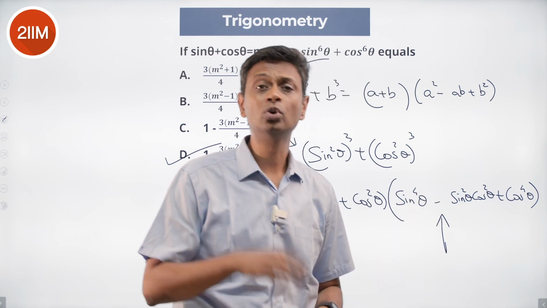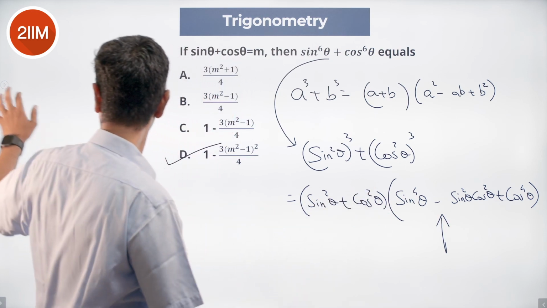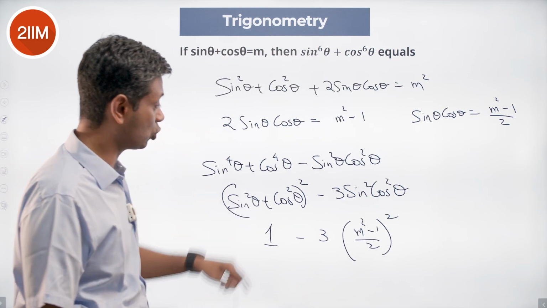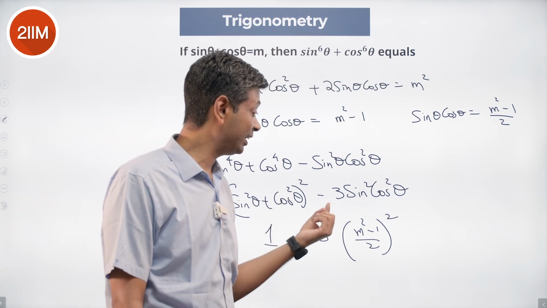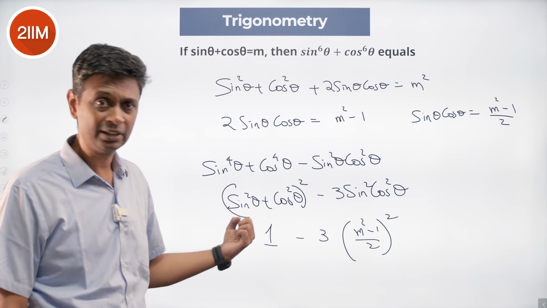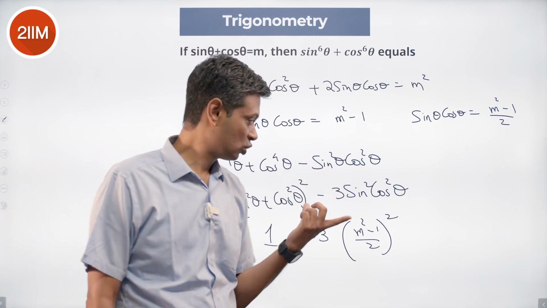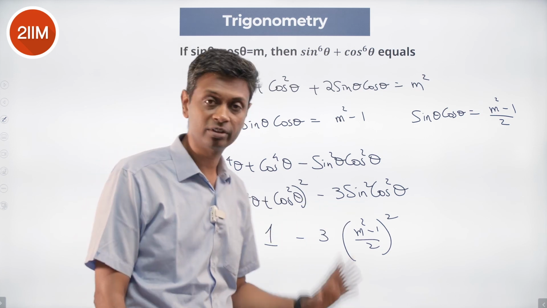This I can link to (sine square theta plus cos square theta) whole square. This can be rewritten as (sine square theta plus cos square theta) whole square minus 3 times sine square theta cos square theta. Why? This will give us 2 sine square theta cos square theta. Subtract 3 sine square theta cos square theta, we'll get minus sine square theta cos square theta. So this is 1, we need to find only this.